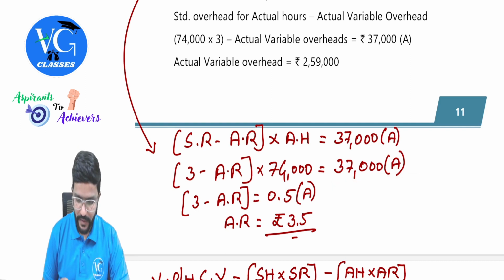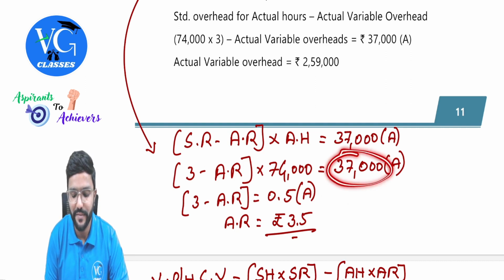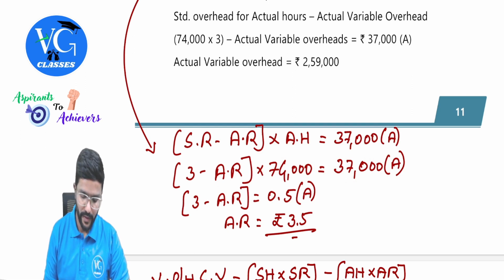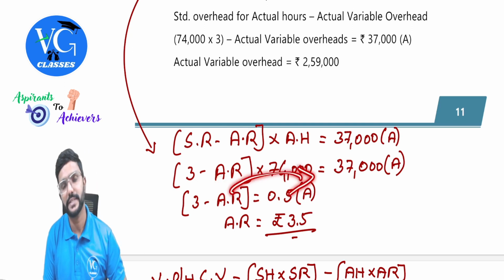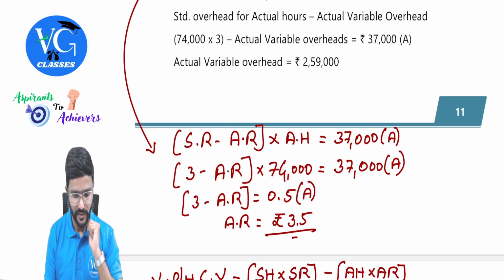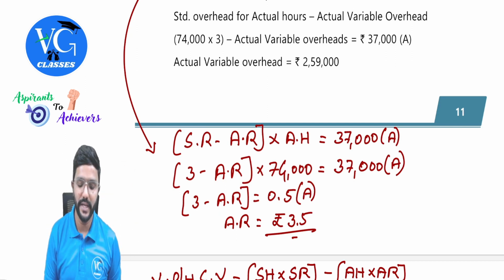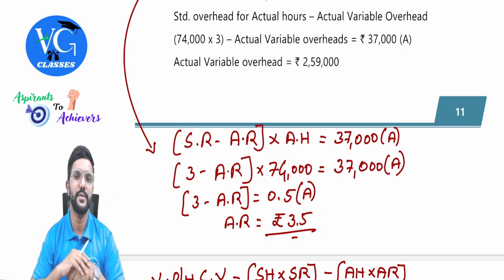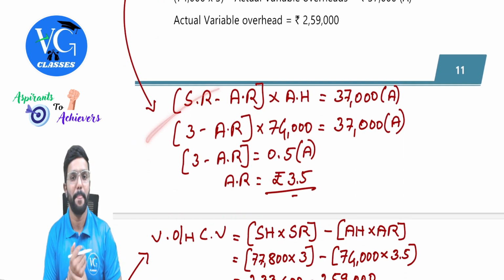So take this to the other side. 74,000 will become a denominator. So 37,000 divided by 74,000, guys. It is 0.5 negative. As it is negative, let us take it to the other side. It becomes plus. So actual rate also let it come to the opposite side, it becomes plus. So actual rate is equal to 3 plus 0.5. That will give us actual rate 3.5. Hope you understood. You can do like this also. However you guys are comfortable, you can either follow like this or like this.